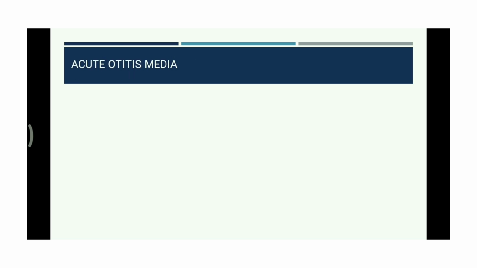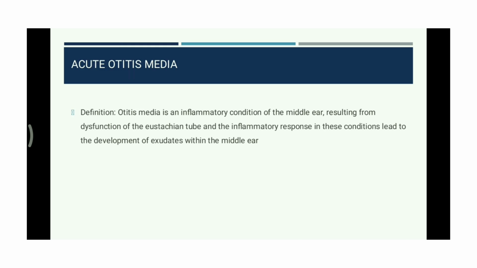So now we'll begin with acute otitis media. How is acute otitis media defined? It is defined as an inflammatory condition of the middle ear, which results from the dysfunctioning of the eustachian tube, and the inflammatory response in these conditions leads to the development of exudates within the middle ear.